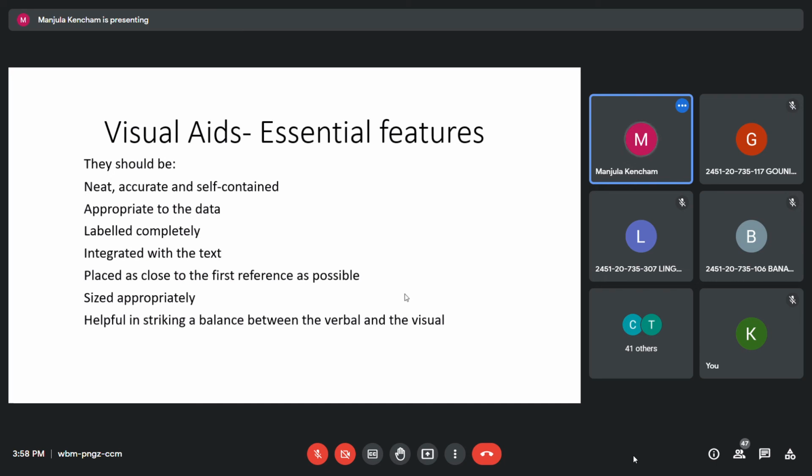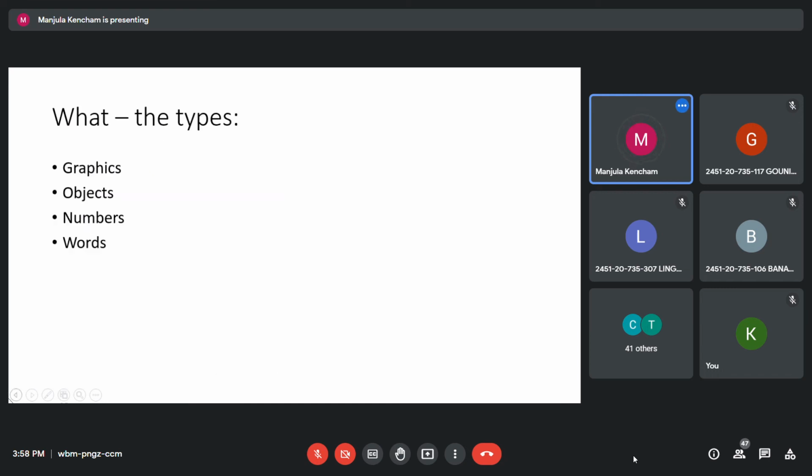As such, when we consider making visual aids, we should see to it that they are appropriate to the data that is to be presented. They are well labeled and self-explanatory to a greater extent, so that you could save that time for your own personal presentation. What are the different types we can think of?